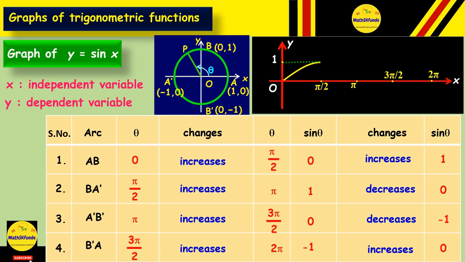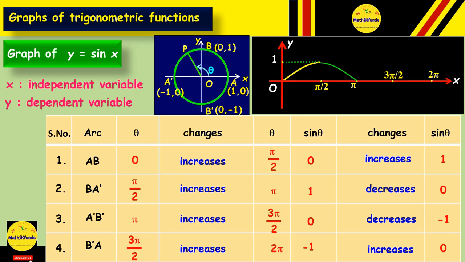Now the same thing I am trying to put on the graph, that the curve increases up to a height of 1 above the x-axis. Now when you move on arc BA dash, theta goes from pi by 2 to pi, it further increases, and sine theta now decreases from 1 to 0. So the picture would be something like this.